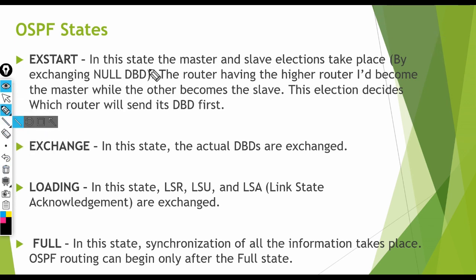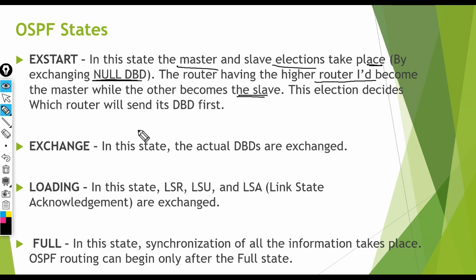See this. In this state, master and slave election takes place by exchanging null DBD packets. Null DBD, in the sense of empty DBD packets, will be exchanged to form the master and slave election. And what is the criteria for that? The router having the higher router ID will become the master and the other will become the slave. Simple.